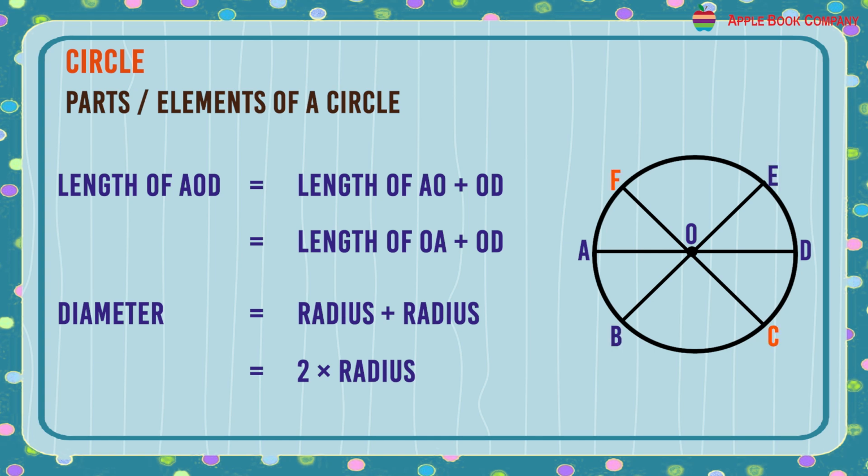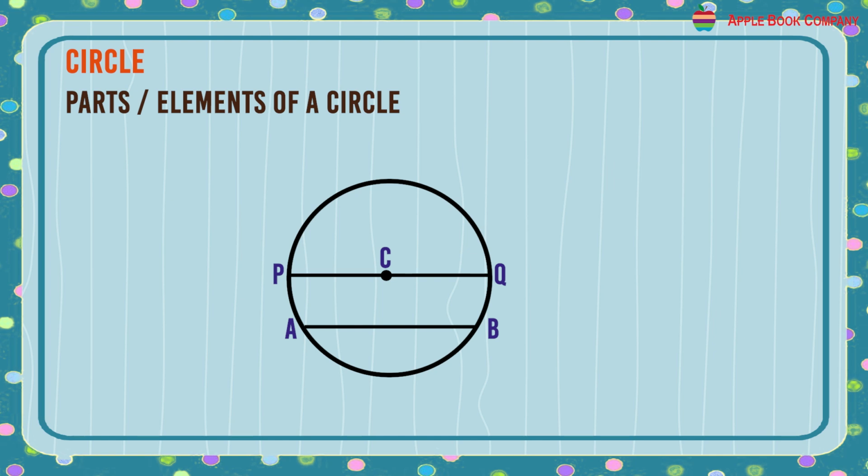BE and CF are also diameters in the figure. More diameters can be drawn. It must pass through the center of the circle. All the diameters are of equal length. A line segment joining any 2 points on the circle is called its chord. For example, AB and PQ are chords of the given circle.